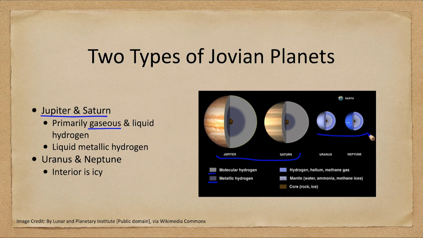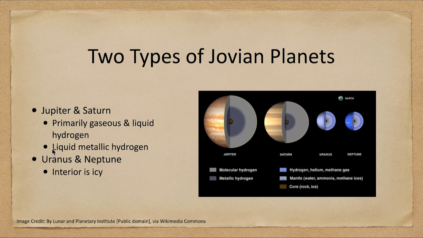Uranus and Neptune, on the other hand, are icy. They have a core of rock and ice and a mantle, which is water, ammonia and methane. You'll see that they're missing a lot of the hydrogen here, even though they're made up primarily of hydrogen as well. That's their atmosphere. But they do not have the metallic hydrogen that we'll see will be very important for looking at their magnetic fields.